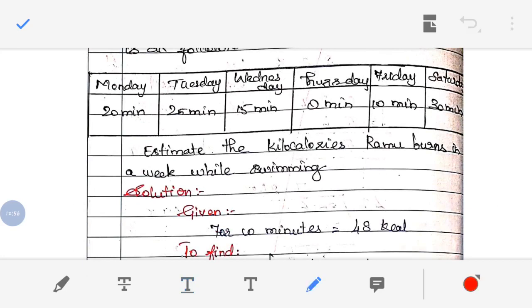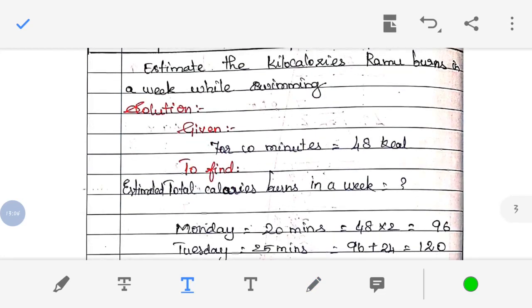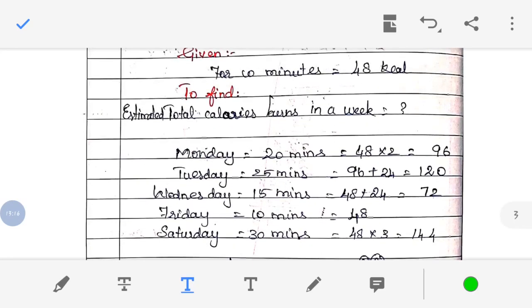So we know the data, that for 10 minutes he burnt 48 kilocalories. That is what we have to write in the given. And in the find, what we have to write? Estimated total calories burnt in a week. For 10 minutes they have given, and for a week we have to find out. For that we have to find out for each day how many kilocalories he burnt. Then if you add all those, you will get the total calories burnt in a week.